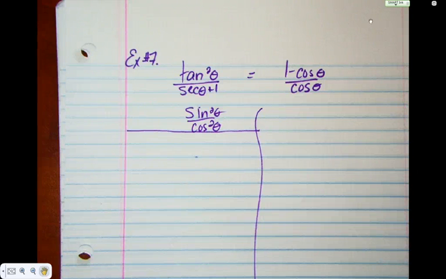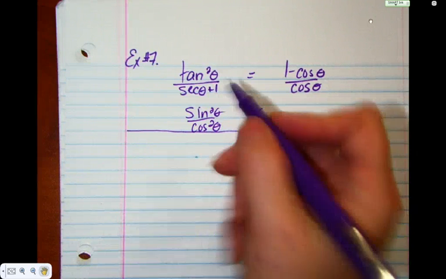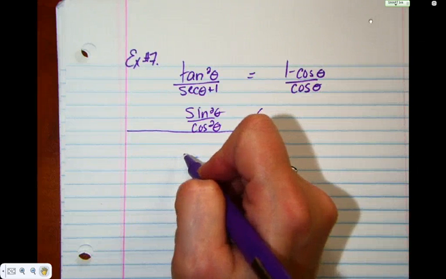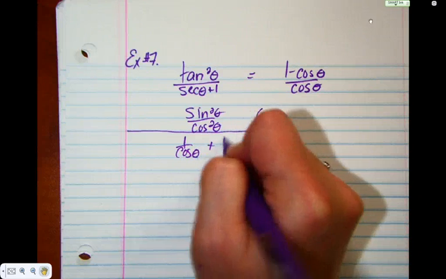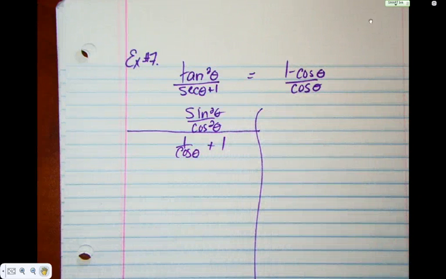Now, at this point, you might want to not look at the bottom and just finish off the top. It's totally up to you. I'm going to go to the bottom. So you want secant into 1 over cos. Okay, going to the numerator.